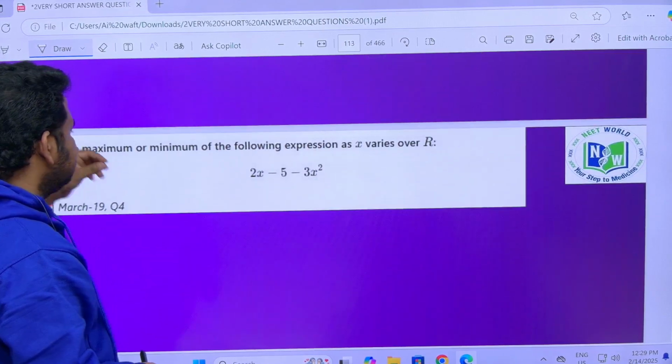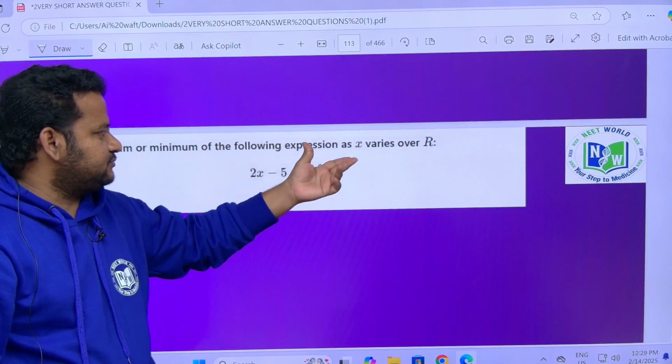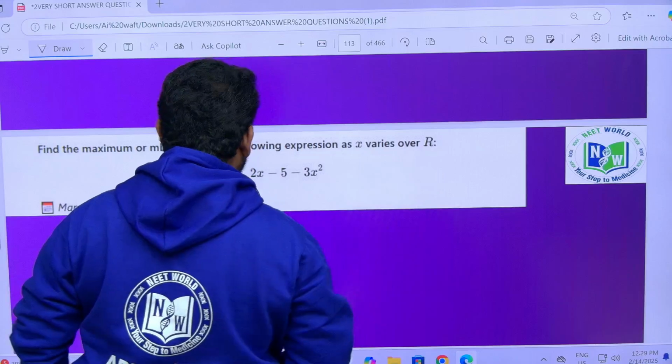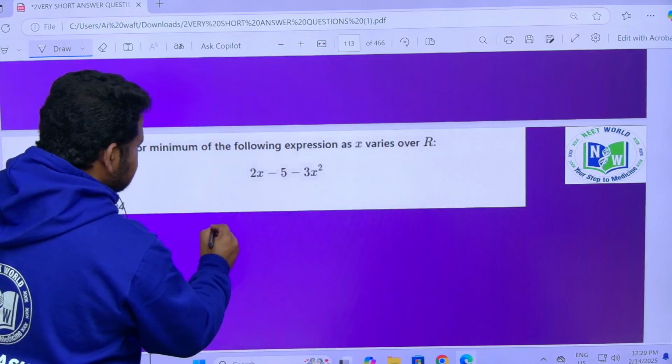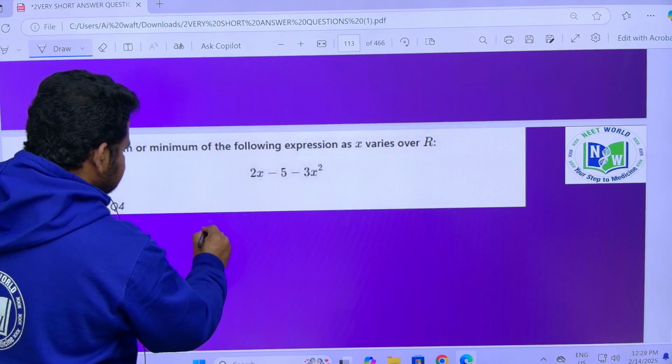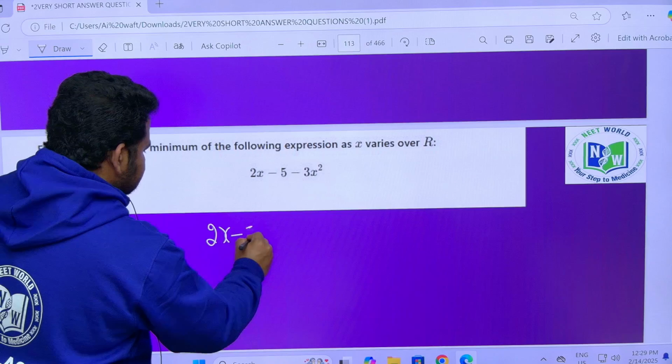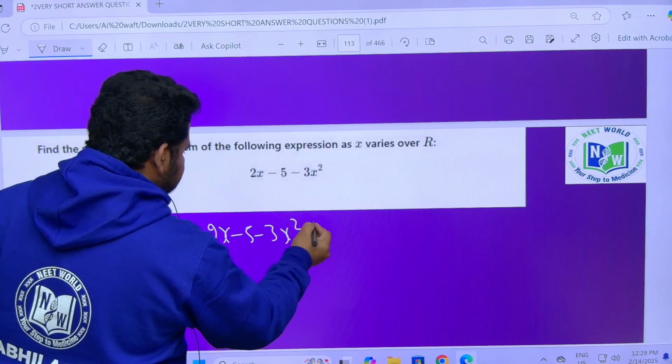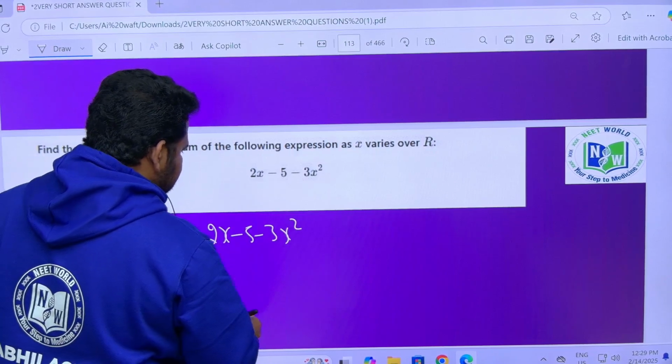Find the maximum or minimum values of the following expression as x values over R. R means real number. So what is the equation that they have given? The equation that they have given is an expression. Let us consider it as an equation. 2x minus 5 minus 3x square is the expression that they have given. Fine. Okay.